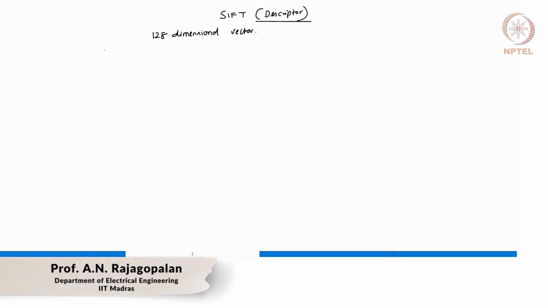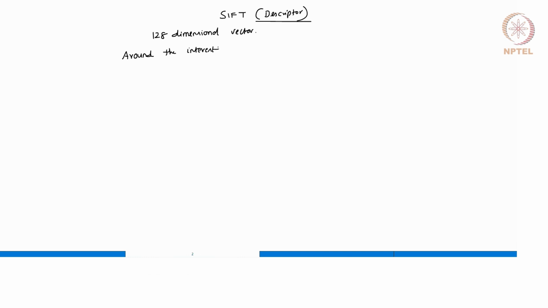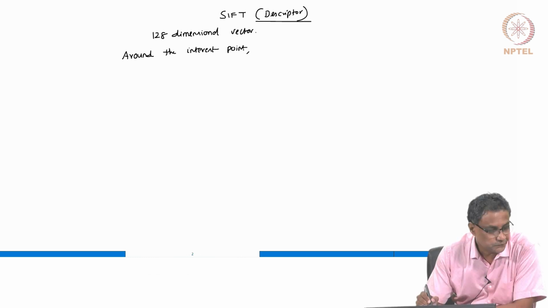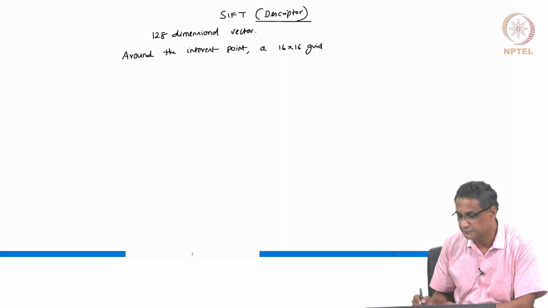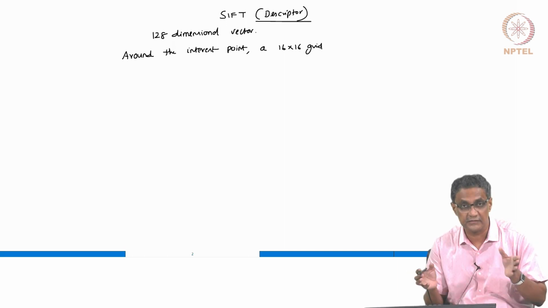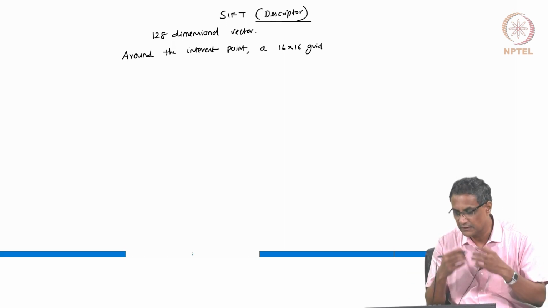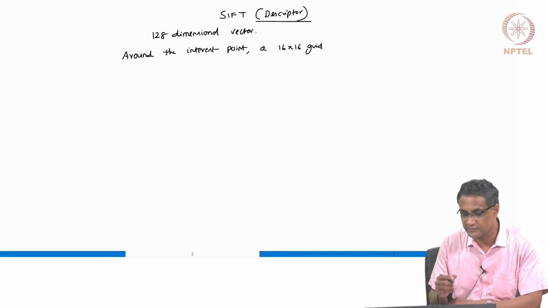First of all, around the interest point, at which we have already seen how to arrive, and there is a definite dominant orientation, a 16 cross 16 grid is chosen. Now, that doesn't mean it is 16 cross 16 pixels. The grid size itself, whether it involves 16 cross 16 pixels or more pixels, depends on the scale.